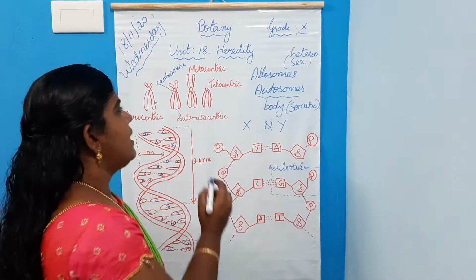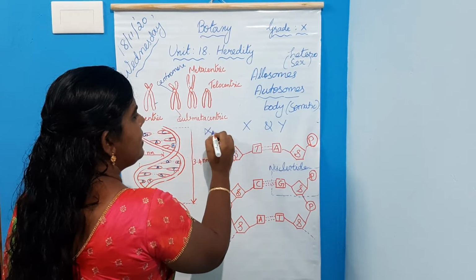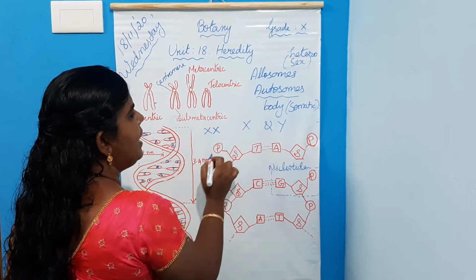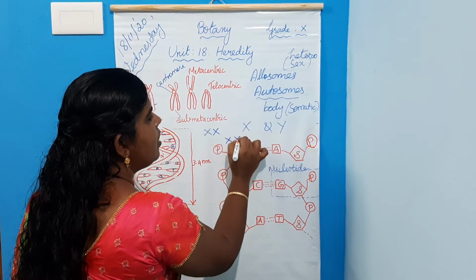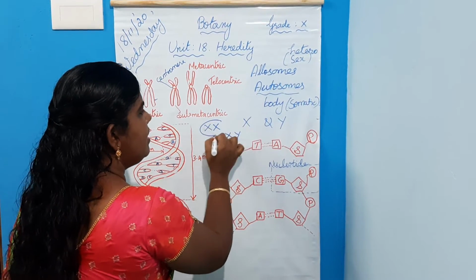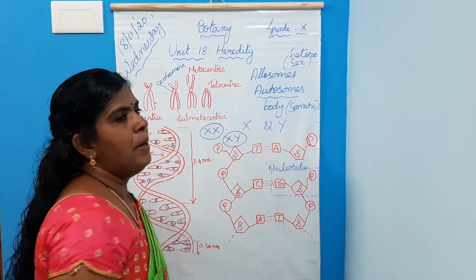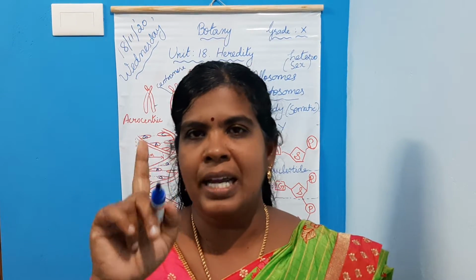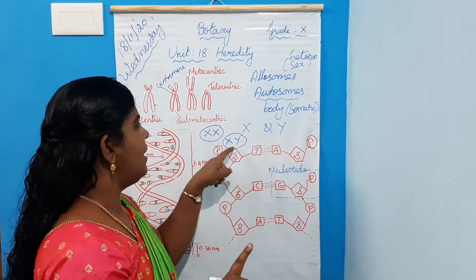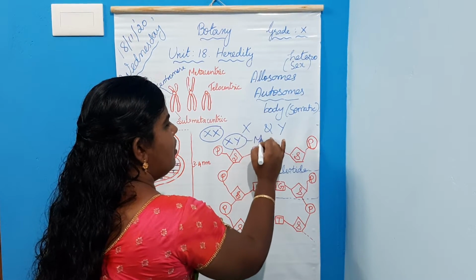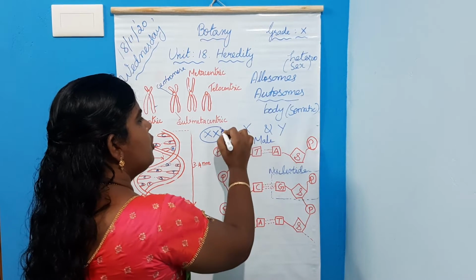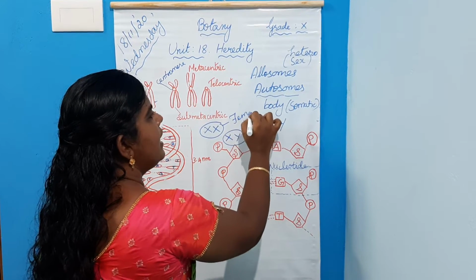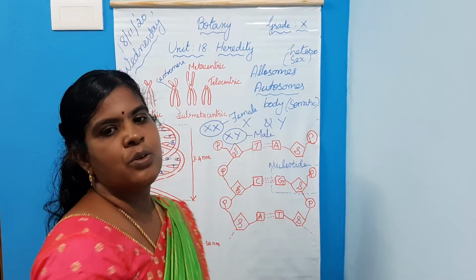Female have two X chromosomes, XX, and male have one X and one Y chromosome. This is present in female, and this is present in males. So human male have one X and one Y chromosome, and human female have two X chromosomes. These are allosomes.